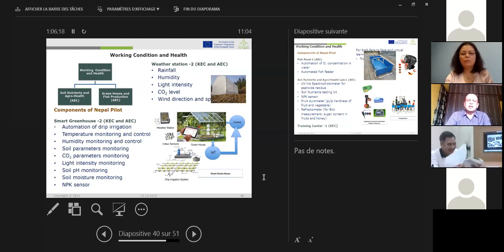Similarly, we are also installing two weather stations, one each in ECME and KEC. This weather station will determine the rainfall, humidity, light intensity, carbon dioxide level, wind direction, and speed. So can you change the slide, please?